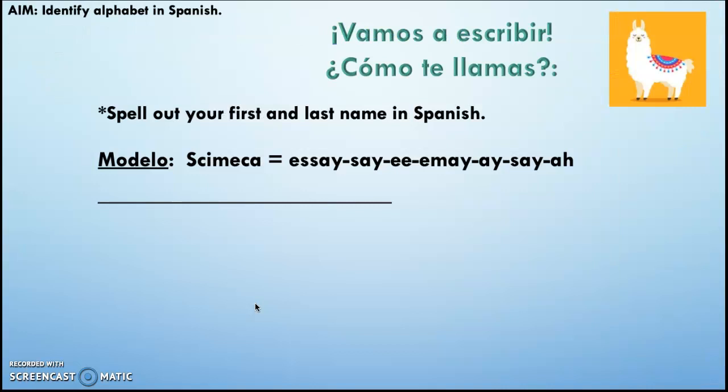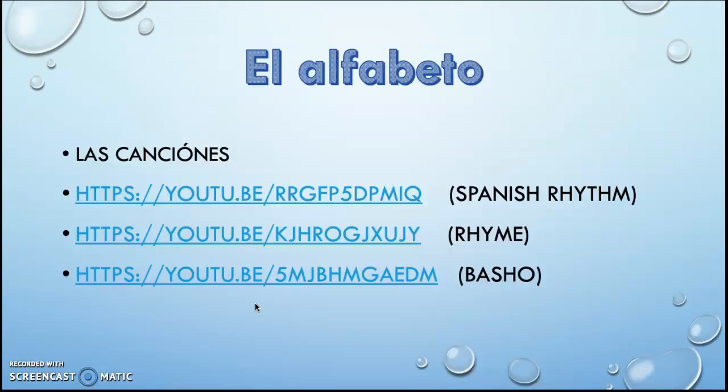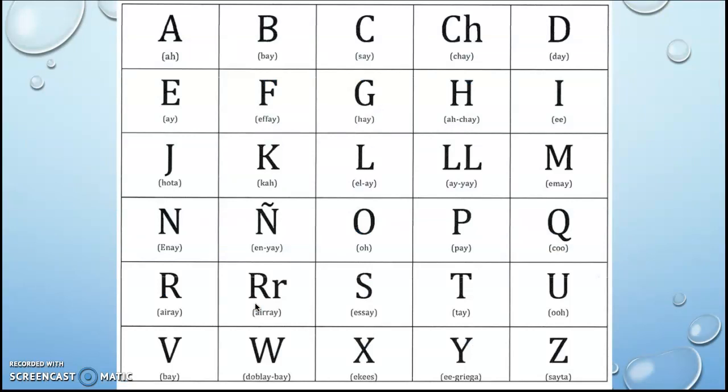All right, so for the last thing I want you guys to do today, I want you to spell out your first and last name in Spanish. It'll be the same letters, of course, however you spell your name, but it'll be a little bit different. We're going to spell it out phonetically. So you see I have my last name there, and I used the sheet right here to spell it out phonetically, right? See how you have all of the sounds in the parentheses?